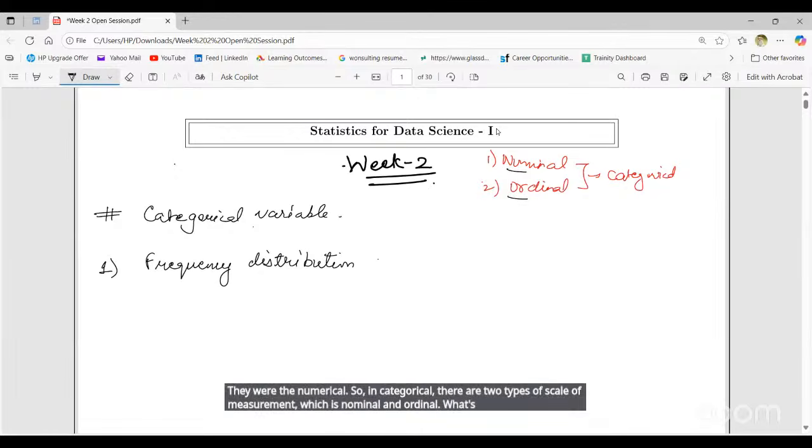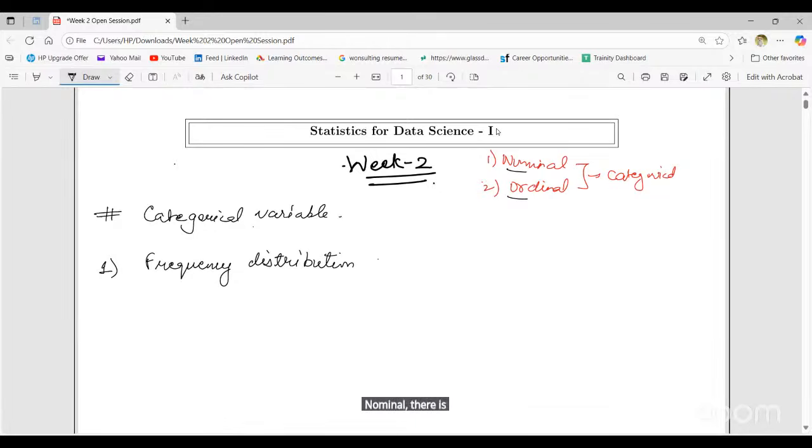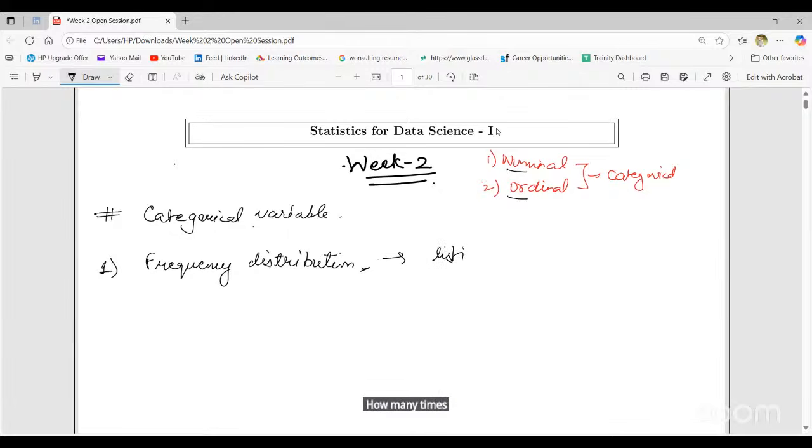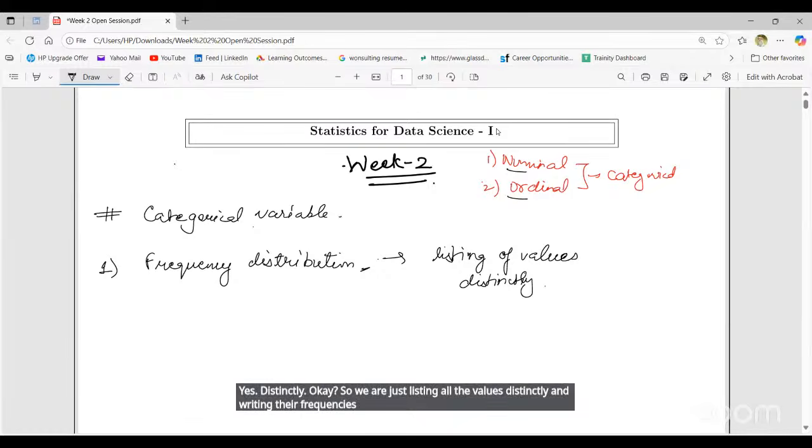What's the difference between nominal and ordinal? Nominal data is not arranged in order, but ordinal data has an order. Correct. Now, the first thing is how to describe a categorical variable. In that, there comes a frequency distribution. What do you mean by frequency distribution? It is how many times a value occurs. Correct. So we are just listing all the values distinctly and writing their frequencies, the number of times each one is occurring.